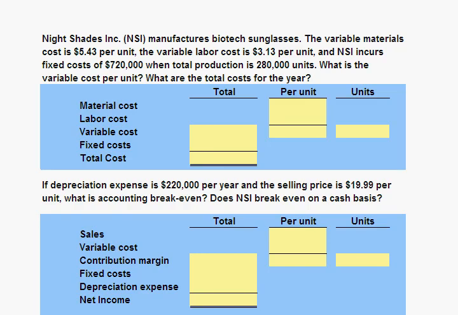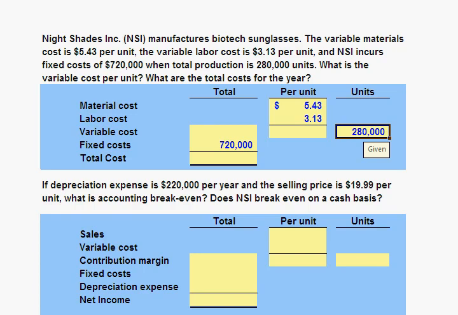Nightshades Inc.'s NSI manufactures biotech sunglasses. The variable material cost is $5.43 per unit, and the variable labor cost is $3.13 per unit. And NSI incurs fixed costs of $720,000 when total production is 280,000 units. What is the variable cost per unit, and what are the total costs for the year?